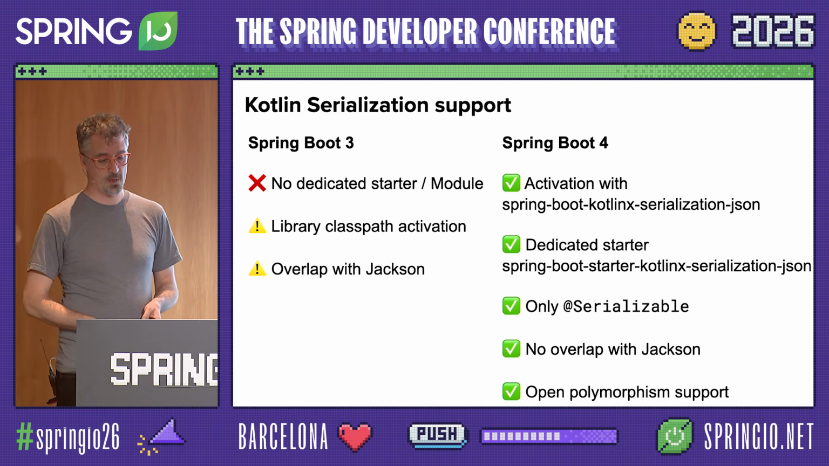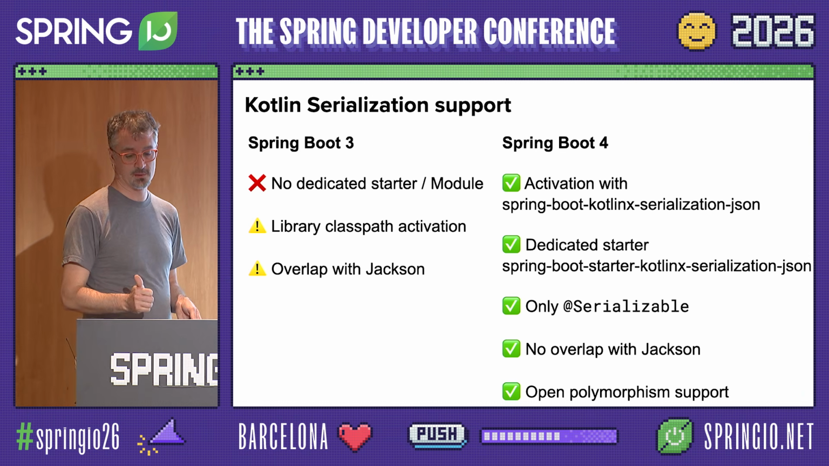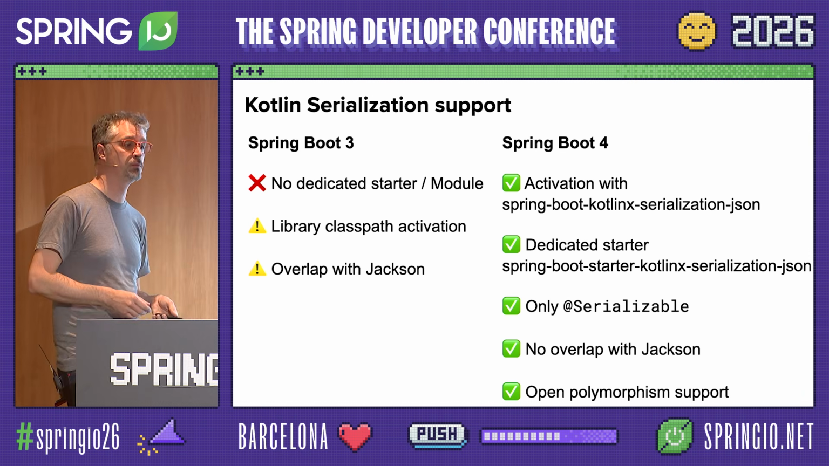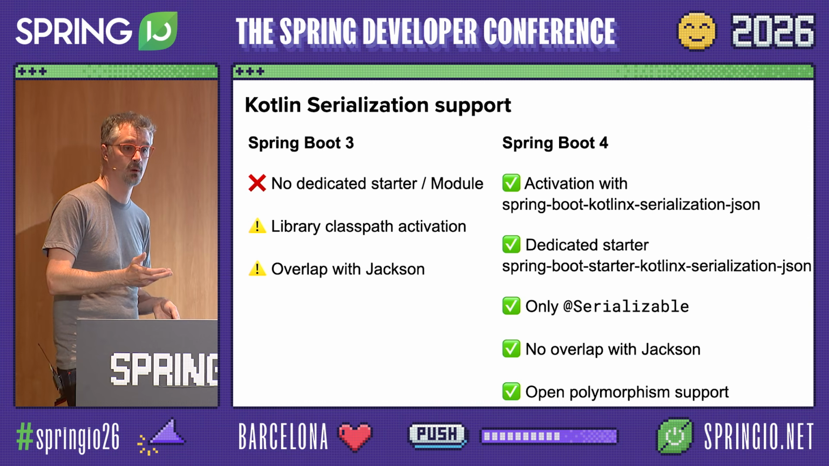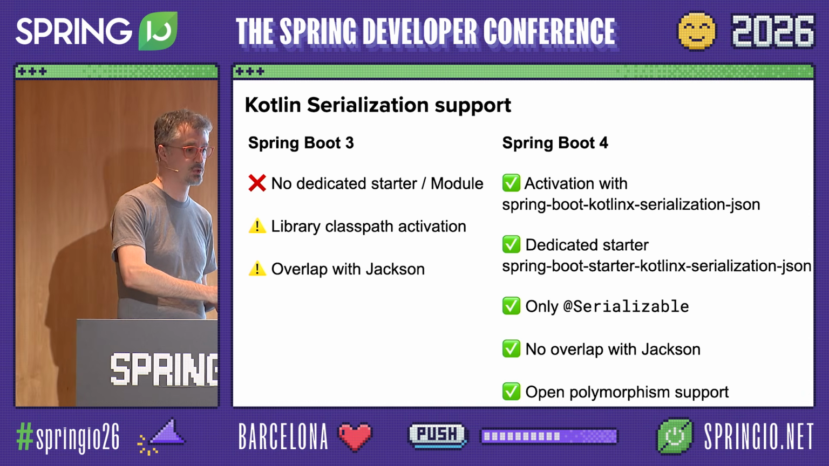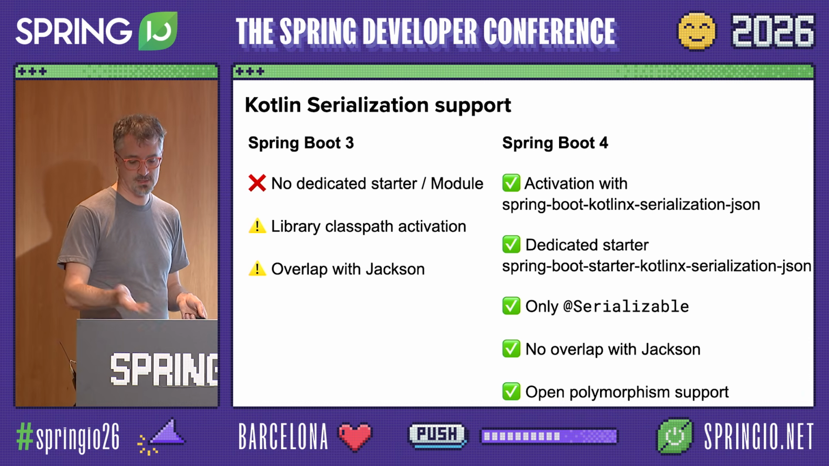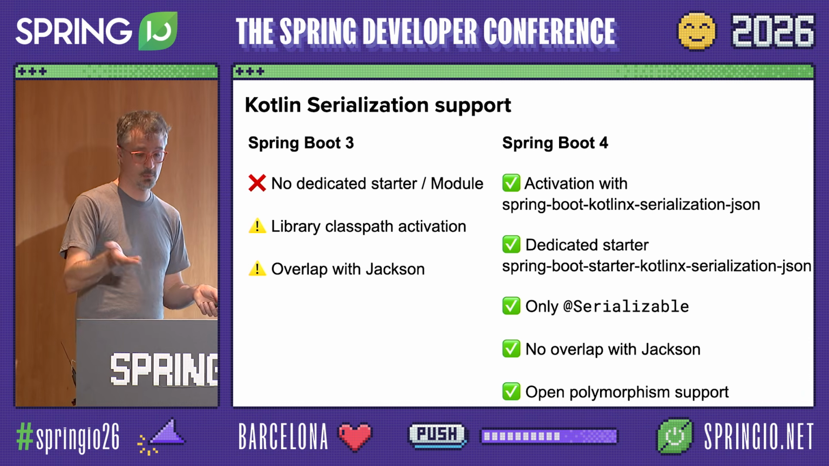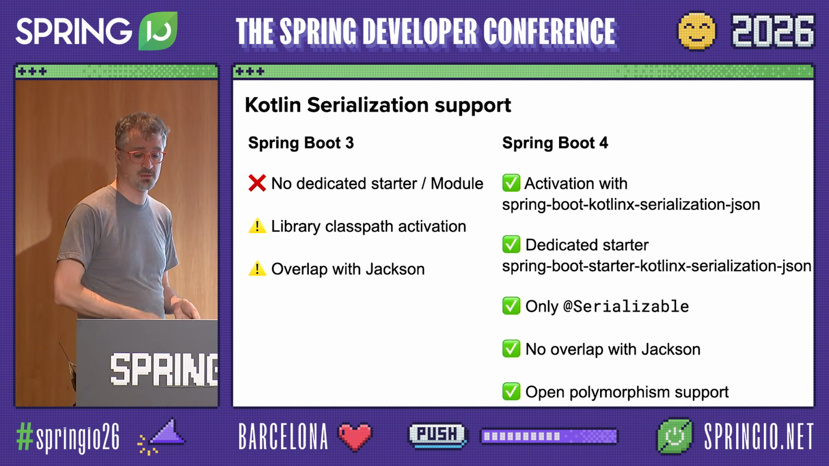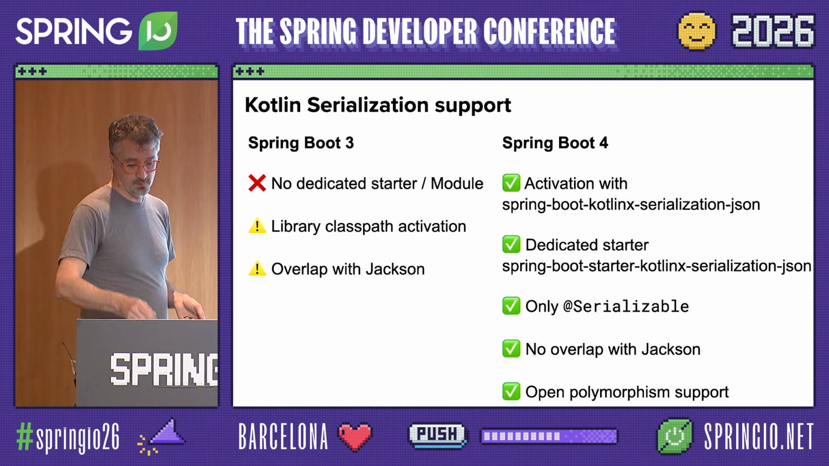So in Spring Boot 4, we have refined everything. Now you have proper activation via the presence of a Spring Boot Kotlin serialization JSON dependency. This is related to the Spring Boot modularization I was mentioning before. Before, you had activation just with Kotlin serialization in the classpath. Now you need a stronger signal, like Spring Boot Kotlin serialization JSON, which is a Spring Boot dependency, an explicit signal of basically, please use that thing. There is a dedicated starter, which is just a transitive dependency to the other module.